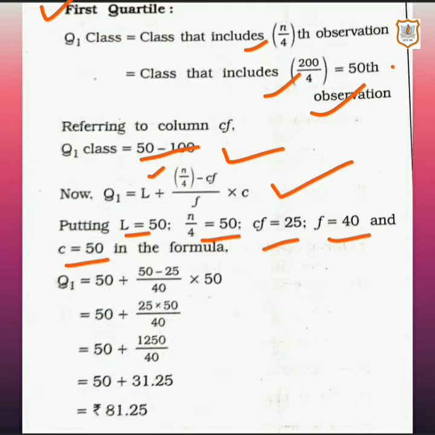Lower boundary point is 50, so 50 plus 50 minus 25 upon 40 into 50. That gives you 50 plus 25 into 50 divided by 40. That gives you 50 plus 1250 divided by 40. And 1250 divided by 40 gives you 31.25. And 50 plus 31.25 gives you 81.25 rupees. So your Q1 is 81.25. Let's find Q3.